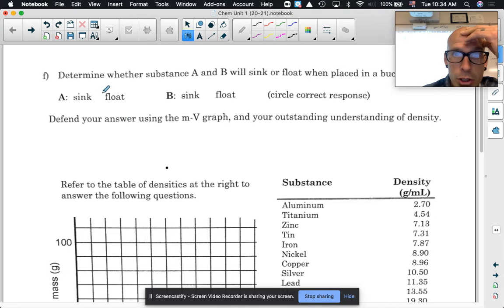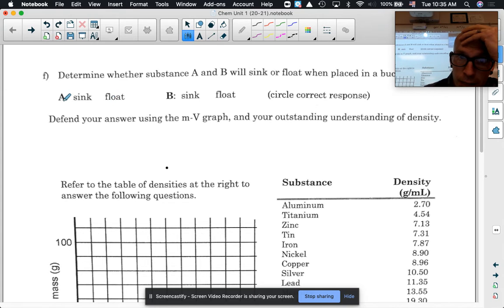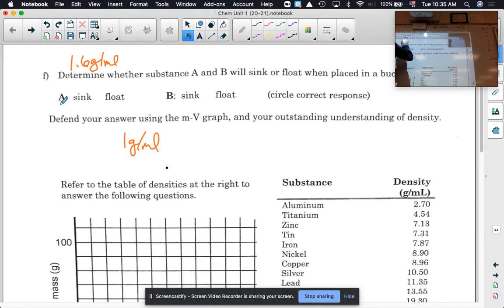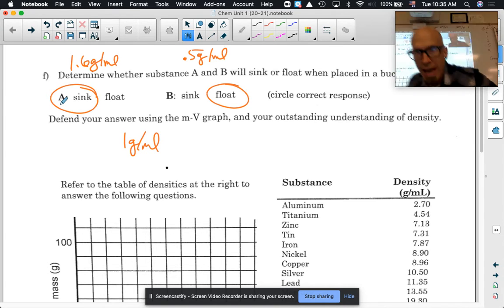Now, the next question is determine whether substance A and B will sink or float if placed in a bucket of water. Is A going to sink or float? Well, A's density, remember, is 1.6 grams for every ml. Water's density is 1 gram for every ml. And B's density is 0.5 gram for every ml. So, what's A going to do? A is going to sink, B is going to float. How do we know? Because things that are less dense than water float in water. Things that are more dense than water sink in water.